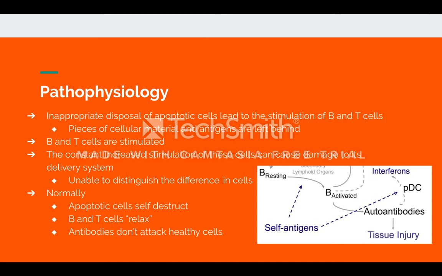Normally, apoptotic cells self-destruct, leaving behind no material or antigens. B and T cells are able to relax and produce at a normal rate, and antibodies don't attack healthy cells.